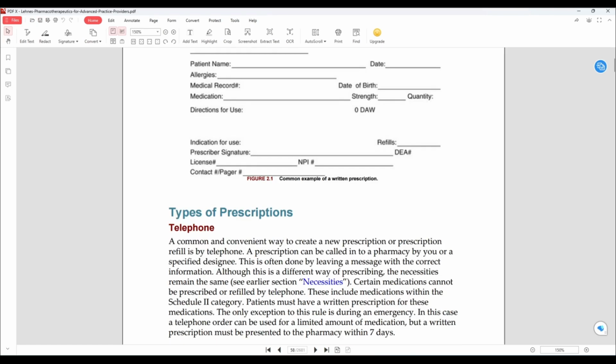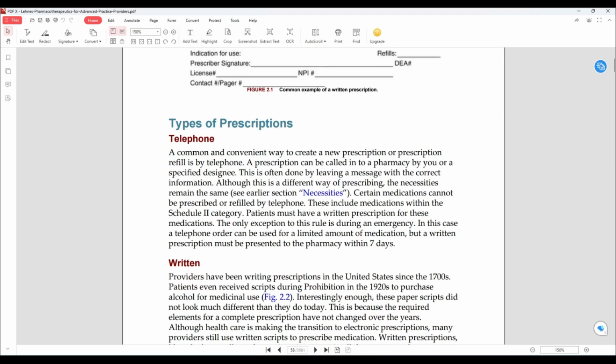So types of prescriptions. Via the telephone. A common and convenient way to create a new prescription or prescription refill is by telephone. A prescription can be called into a pharmacy by you or a specific designee. This is often done by leaving a message with the correct information, although this is a different way of prescribing. The necessities remain the same.